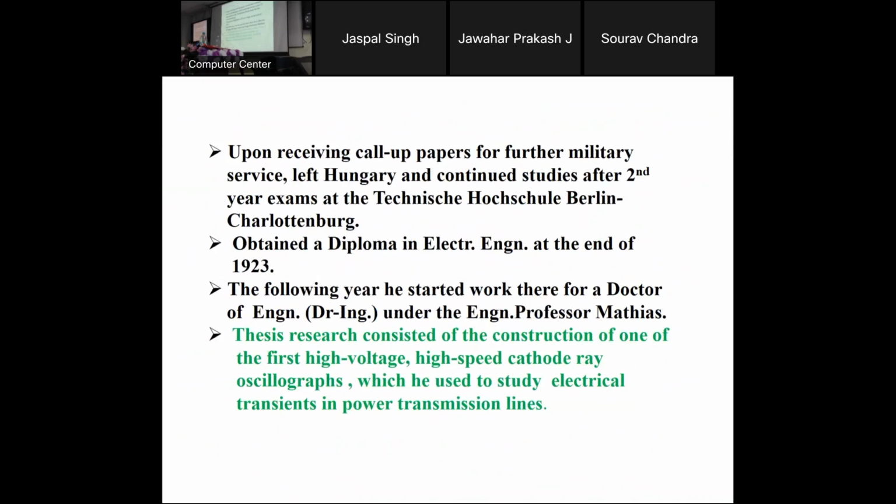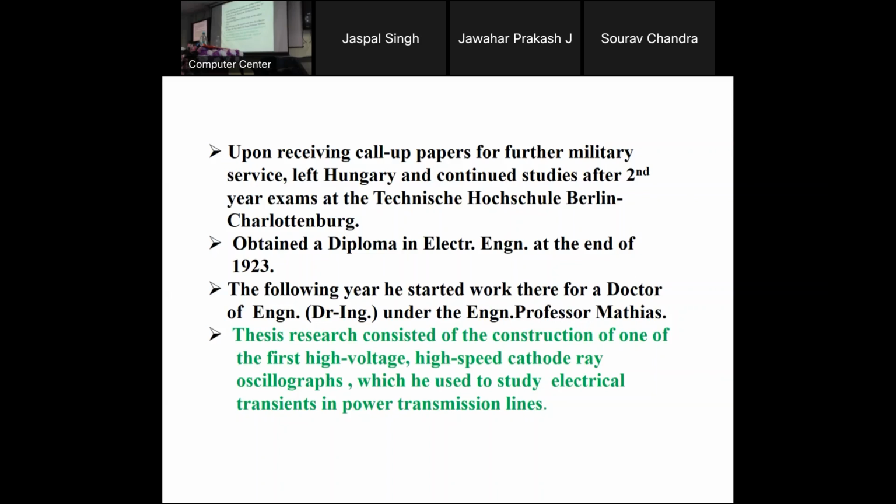So he was drafted into the military. He left Hungary, continued his study in Germany, and obtained a diploma in electrical engineering. So by profession, he was an electrical engineer. The remarkable thing about him is that he was not very much interested in physics for his study. That's why he became an electrical engineer. He started working on electromagnetic work for a company in UK. The interesting thing is that he is the only engineer awarded a Nobel Prize in physics.